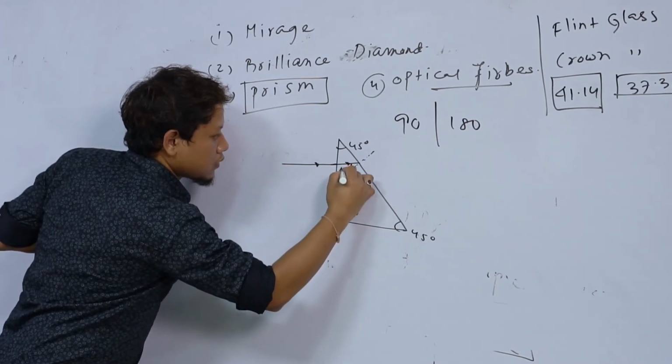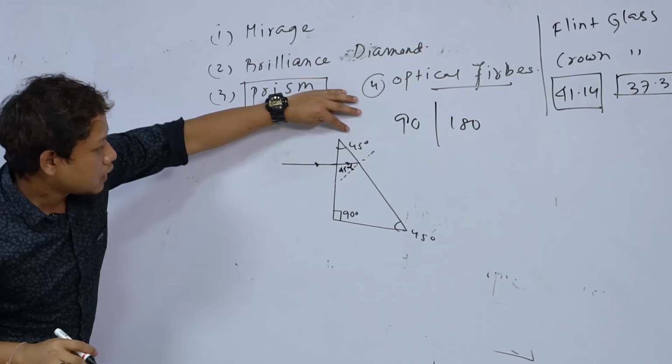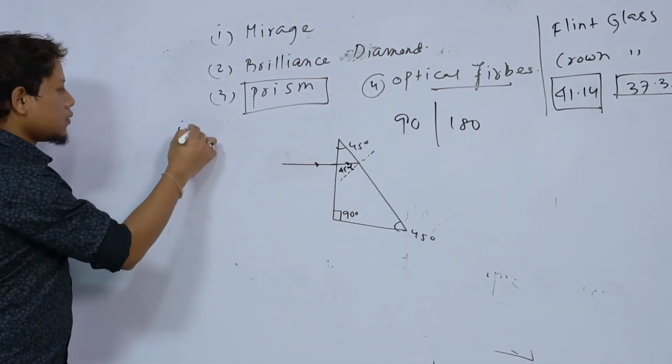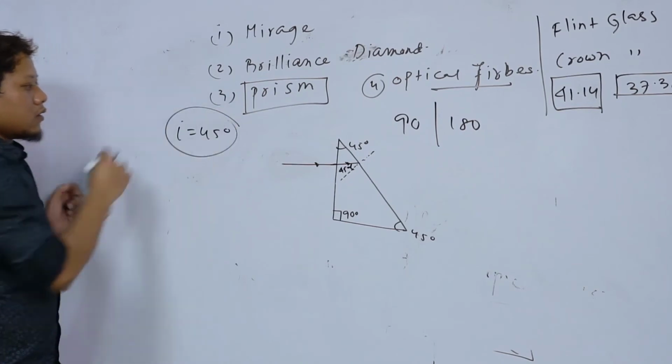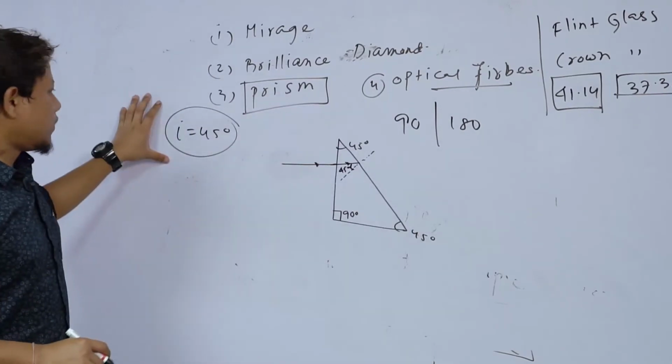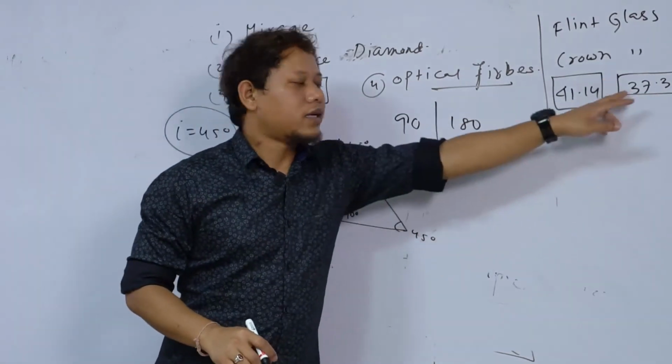So this angle is 45 degrees. Why? If this angle is 45 degrees, this angle must be 45 degrees. Now, what is your angle of incidence? This is 45 degrees, right? So now you check the critical angle of the prism. This 45 degrees is greater than 41 degrees or 37 degrees.